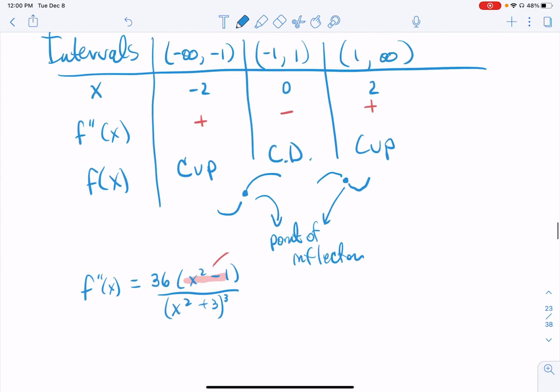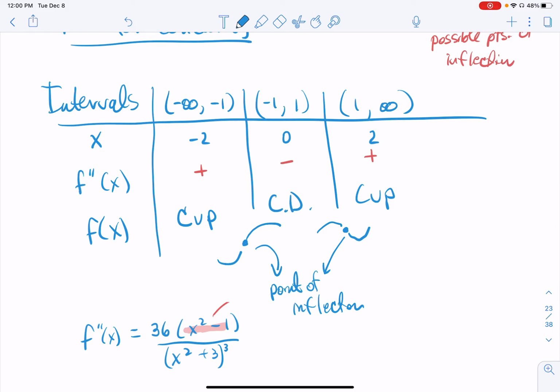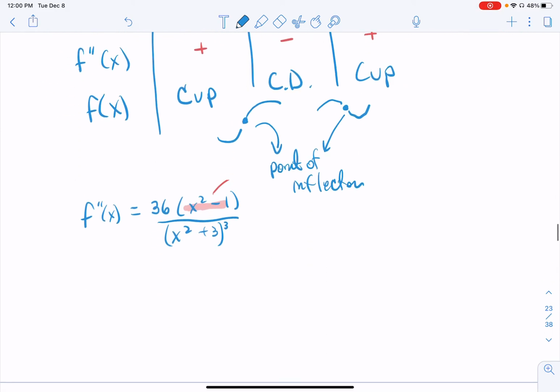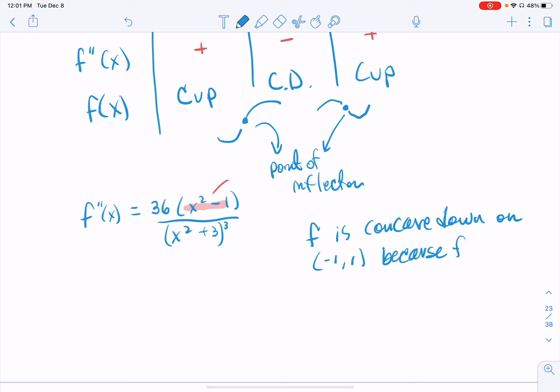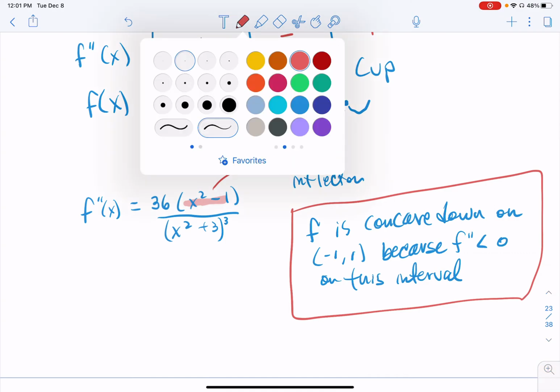Well, let's say, for example, I wanted to justify concave down. And it was concave down on the interval from -1 to +1. So I would say something like f is concave down on the open interval from -1 to +1 because f double prime is, as concave down is going to be negative, is negative, or less than 0, on this interval. Okay. Let me maybe put a box around that. This is a possible justification that I might have to do on the AP exam.